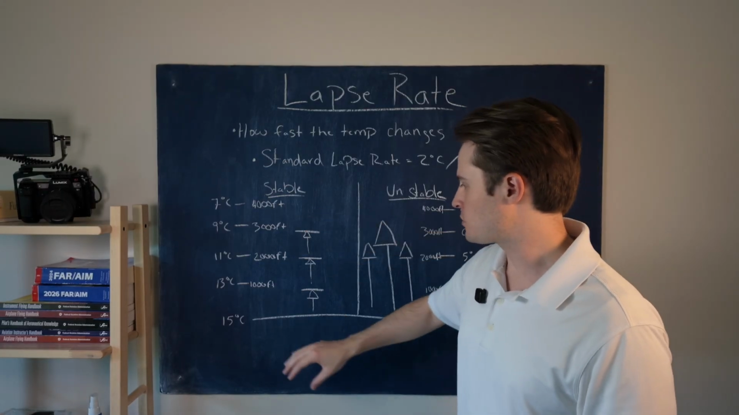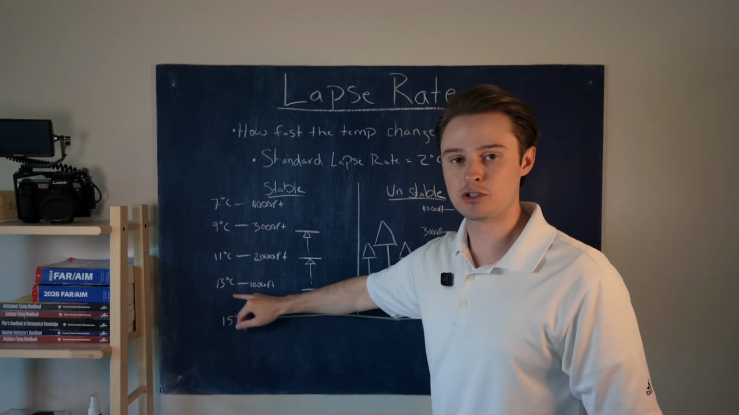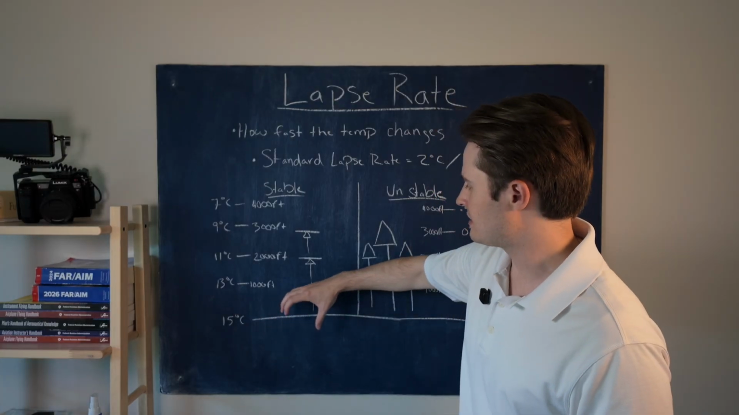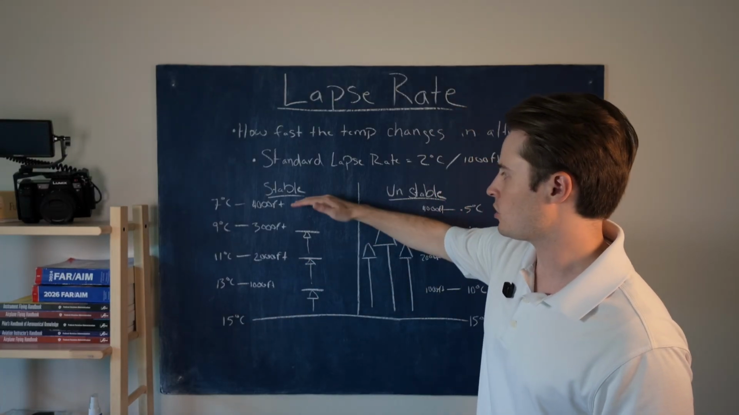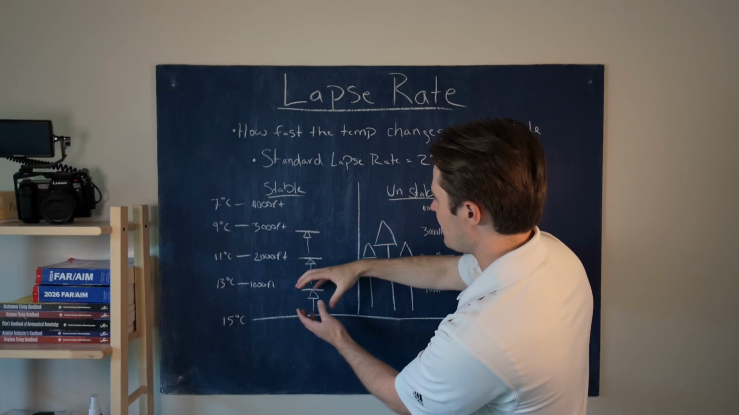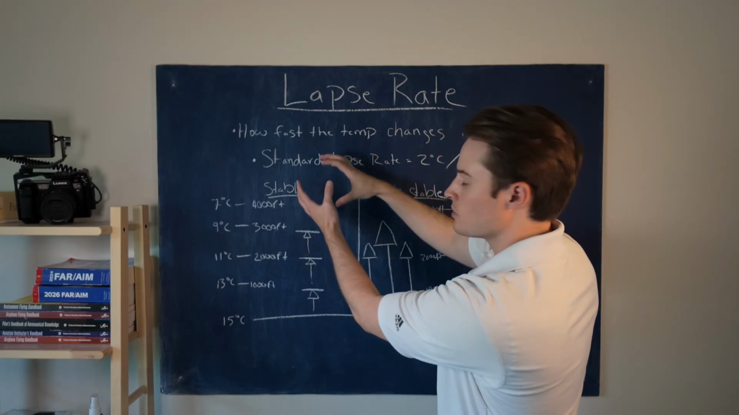But when you have a stable lapse rate, you don't have as big of a temperature spread. That hot air isn't able to rise as quickly. So we call it stable because it's being suppressed down. It's not able to balloon up and rise.